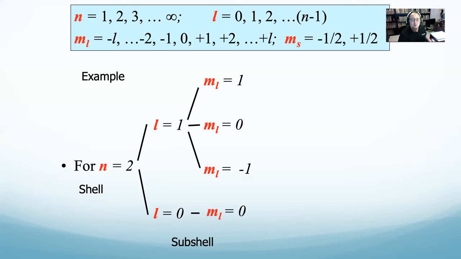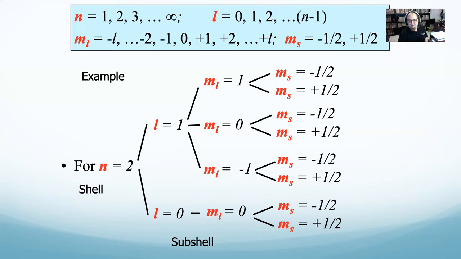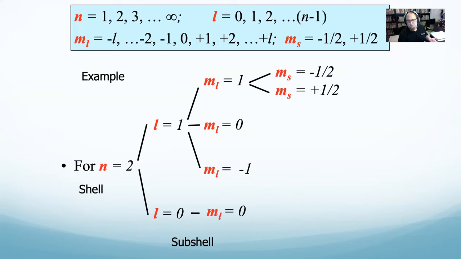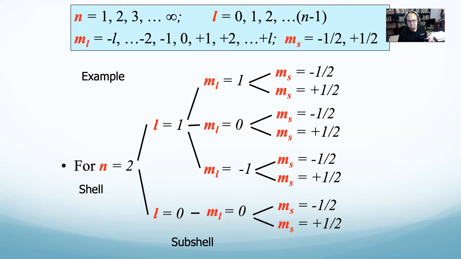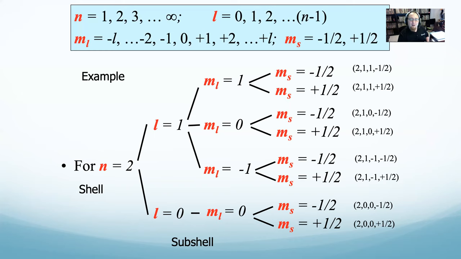But for every one of these, I can have spin 1 half or negative 1 half. So I get a negative half or half, negative half or half. All right, they all popped up at once. And so for n equals 2, we have 8 possible substates. I'm just going through and reading these: 2, 1, 1, negative 1 half; 2, 1, 1, half; 2, 1, 0, negative half; 2, 1, 0, half; and so on.